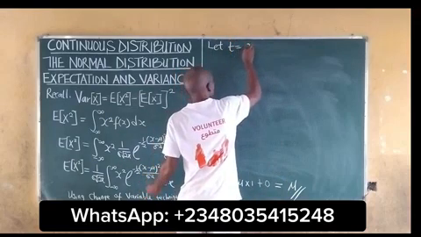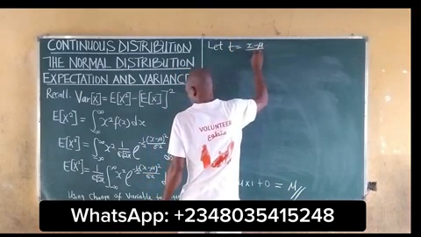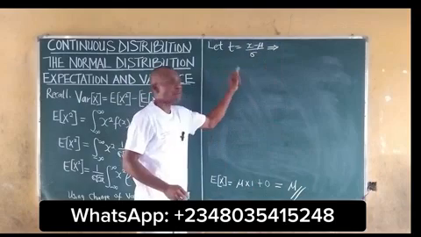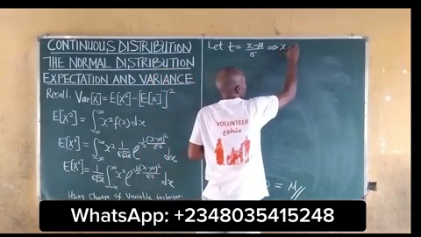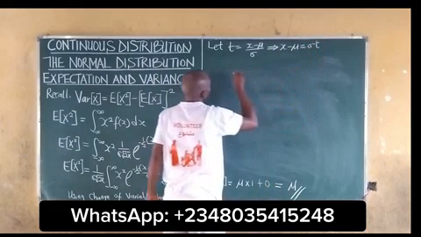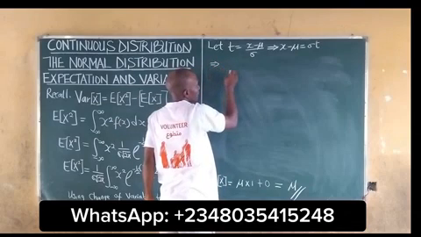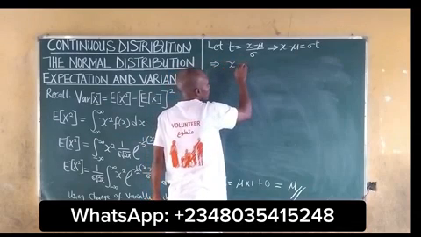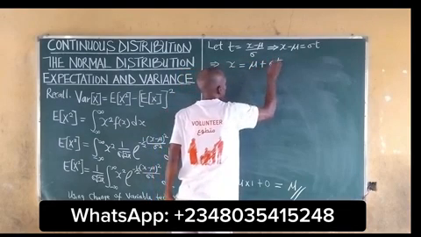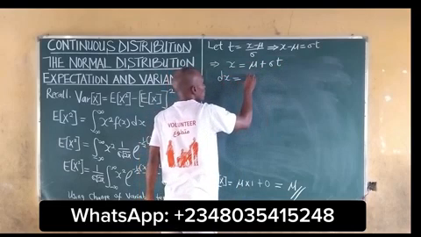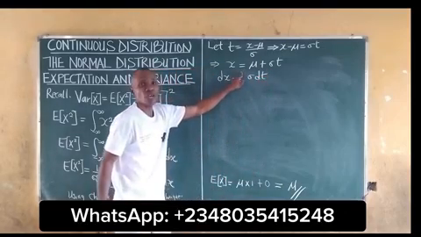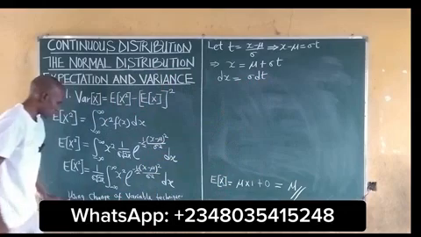t be equal to x minus mu all over sigma, which implies that since we are using the change of variable techniques, it implies that x minus mu is equal to sigma t, which also implies that x is equal to mu plus sigma t, and dx is equal to sigma dt.